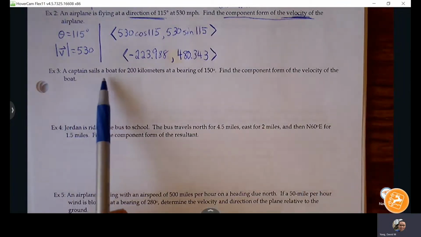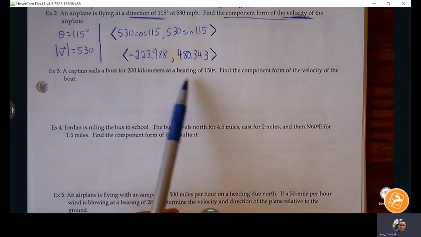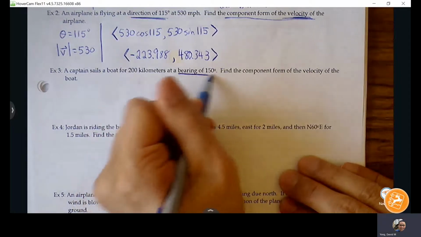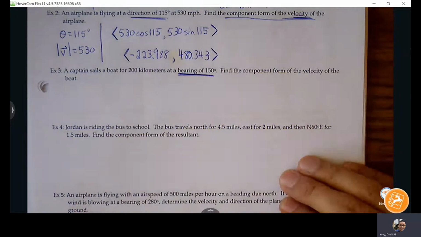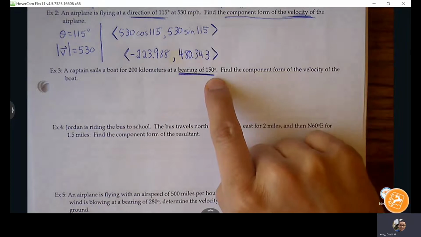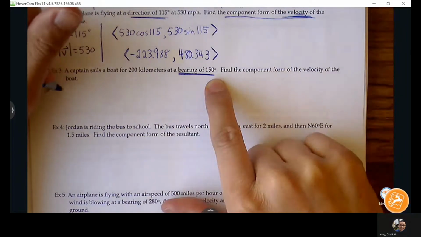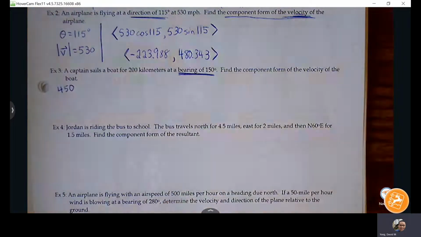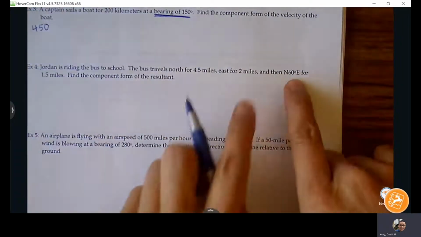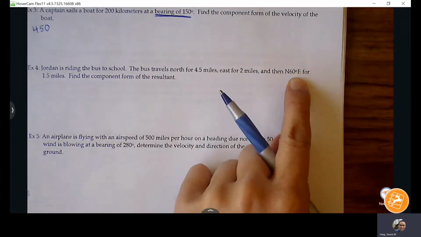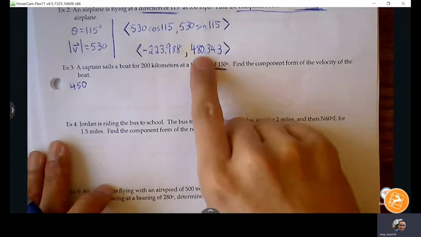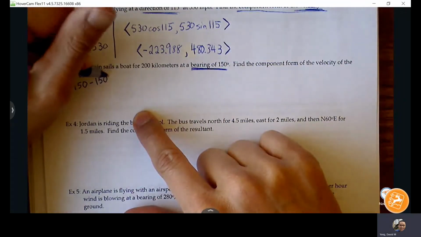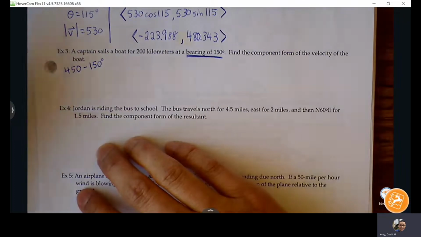Okay, a captain sails a boat for 200 kilometers at a bearing of 150 degrees. So this is true bearing here, but this is not standard position, right? How do we get this measure into standard position? Yeah, it's always going to be 450 minus the bearing. Unless they give you something like north 60 east, then we just have to draw it out, okay? But if it's just a bearing, we can quickly get to the degree that we want just by involving 450.